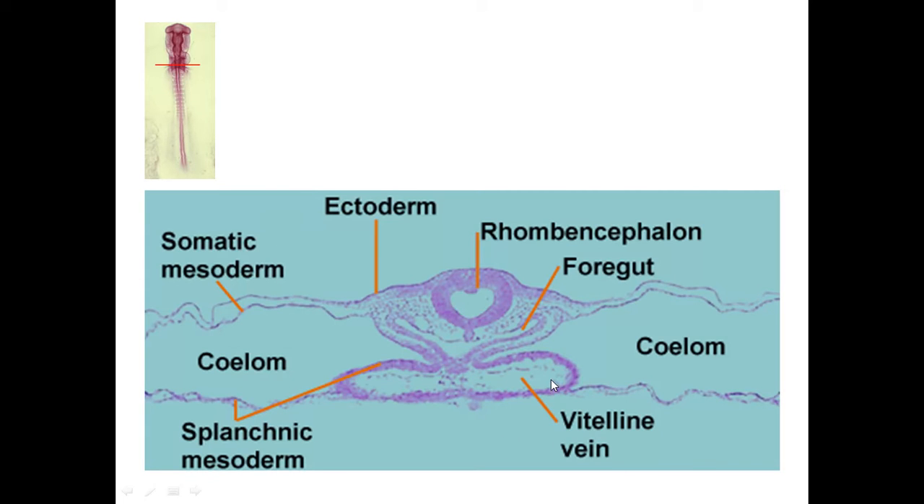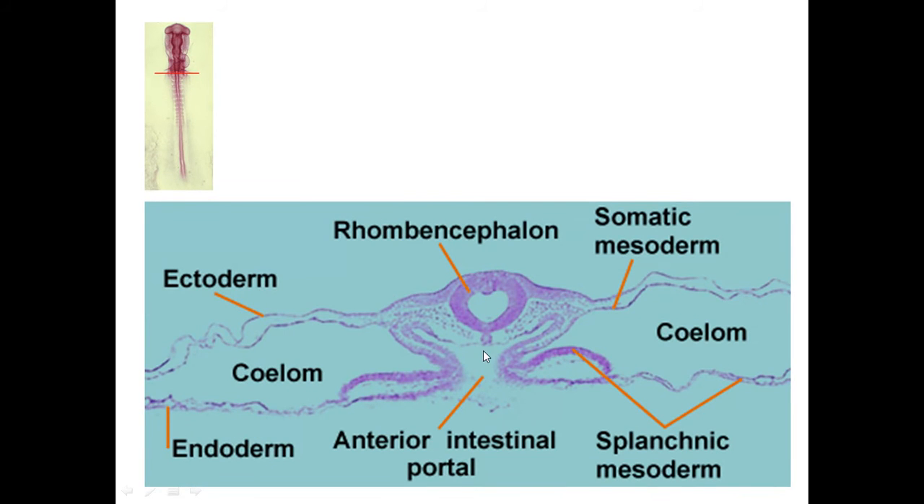We have the vitelline veins. Your right and your left vitelline veins are represented here. So this oval structure is actually corresponding to the vitelline veins. In the middle of the vitelline veins, we expect the opening of the foregut, the anterior intestinal portal, as you can see here.